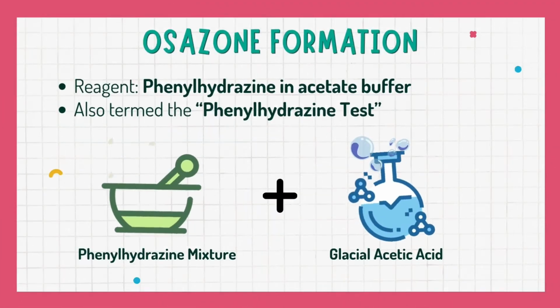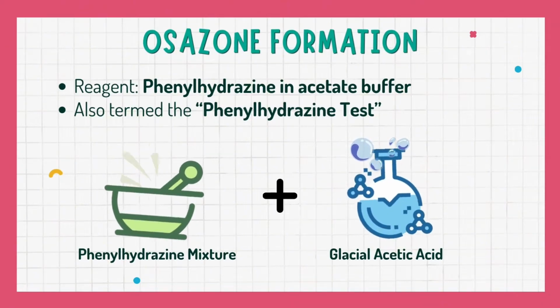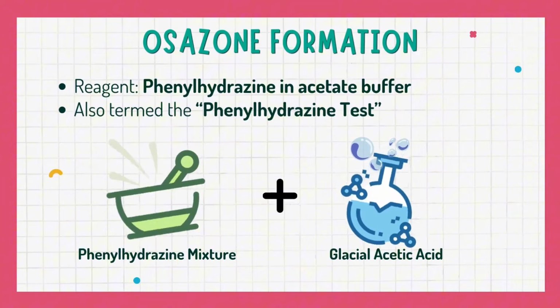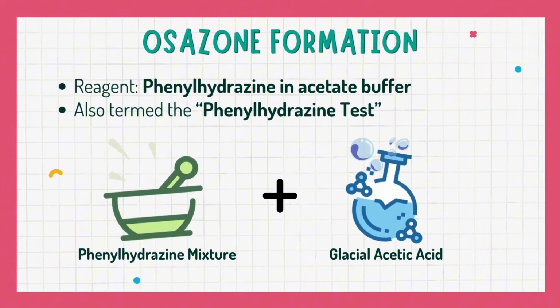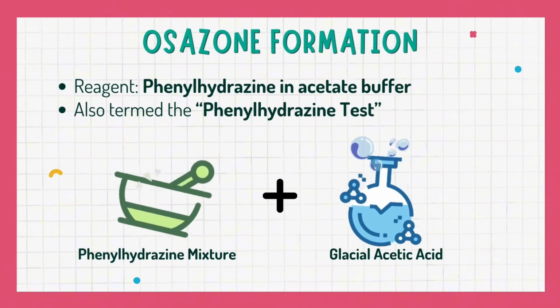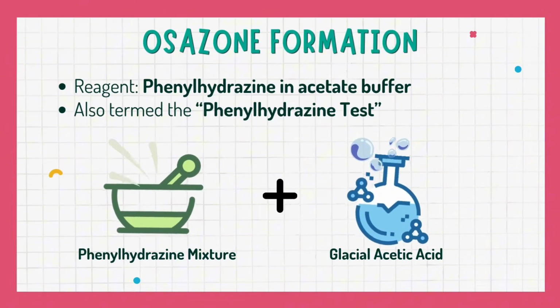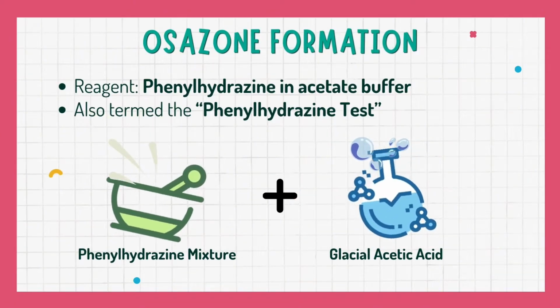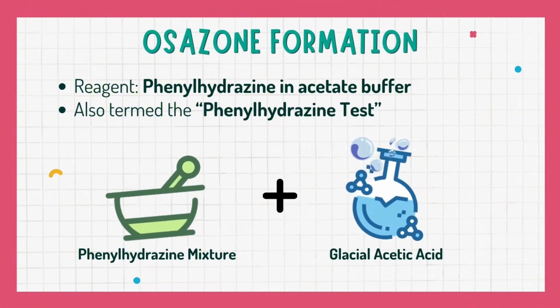Now moving on, how do we properly conduct a test for osazone formation? Well, the reagents to be used here are phenylhydrazine and acetate buffer. This includes phenylhydrazine mixture, which is composed of 2 parts phenylhydrazine hydrochloride, and 3 parts sodium acetate, and glacial acetic acid. Glacial meaning anhydrous or free of water. Hence why this test is also termed as phenylhydrazine test.